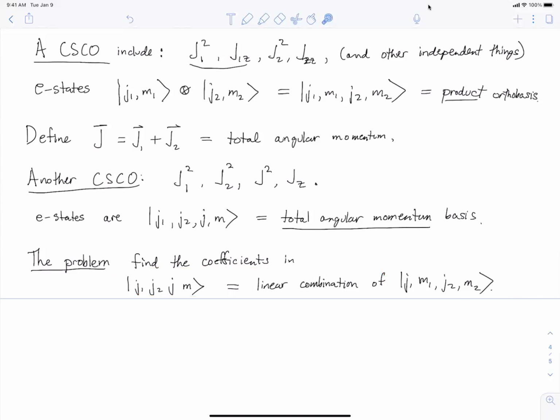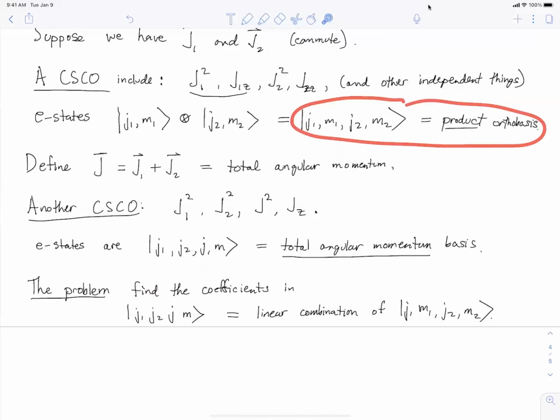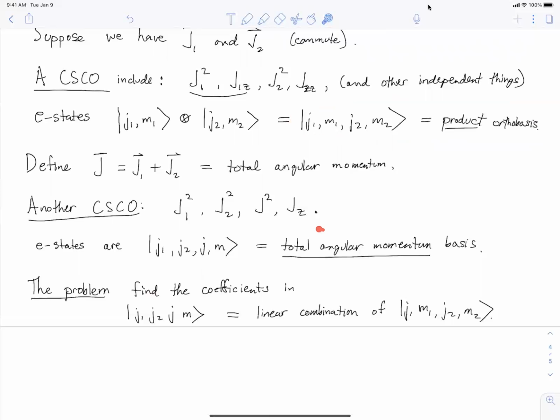And that's good because a lot of times it's going to turn out to be easy to write down the problem in the product orthobasis, but easy to solve the problem in the total angular momentum basis. And so that's why we need to be able to convert back and forth. Occasionally it'll be the reverse, where it's easy to write down the problem in this basis, but easy to solve it in this basis.